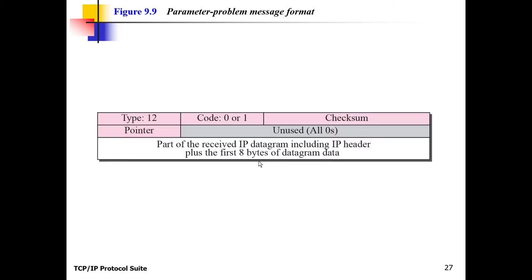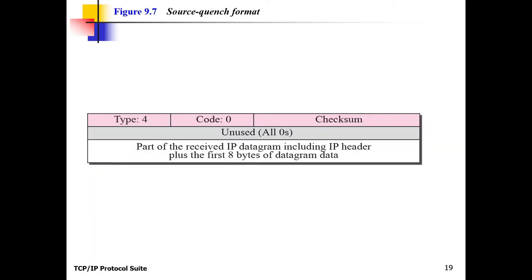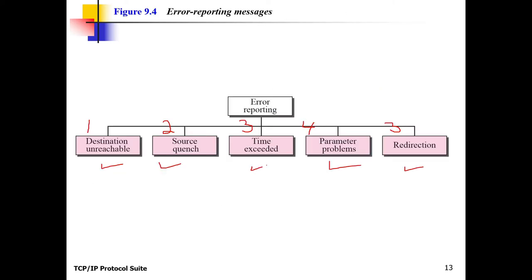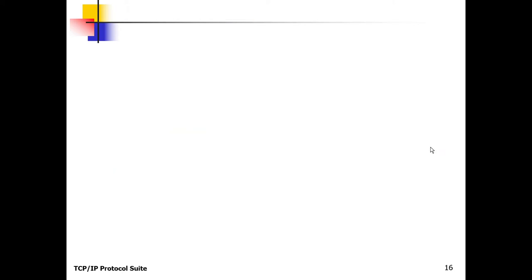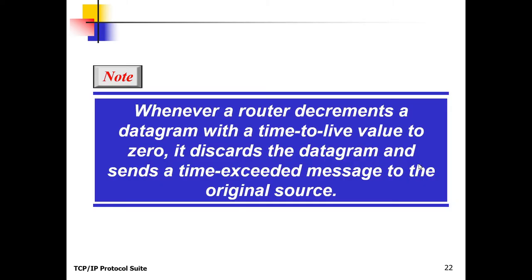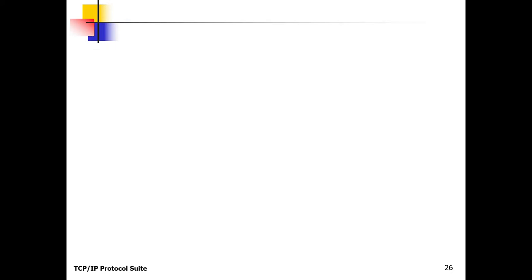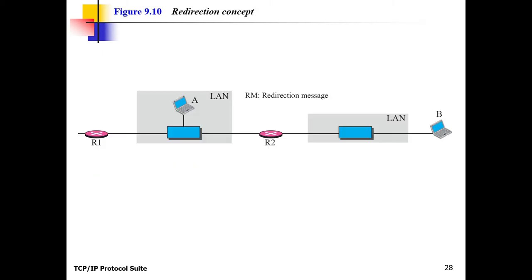So the fifth one is the redirection. Let me go back and refresh your memory, because at the end of the class we forget a lot and get lost. That's not a problem. We spoke about destination unreachable, source quench, time exceeded with two types, and parameter problem. Now we're going to talk about redirection of the data. Let me give you an example for redirection.